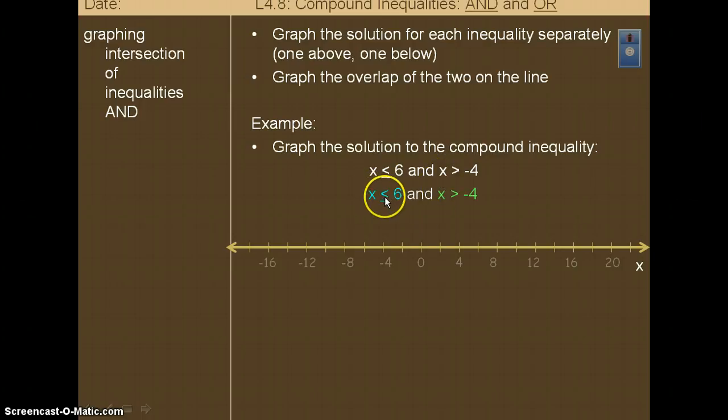I know that X is less than or equal to 6. That tells me that I'm going to have some sort of a force field around 6, and I want the numbers that are less than 6.